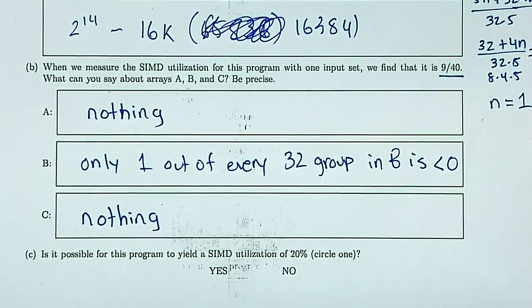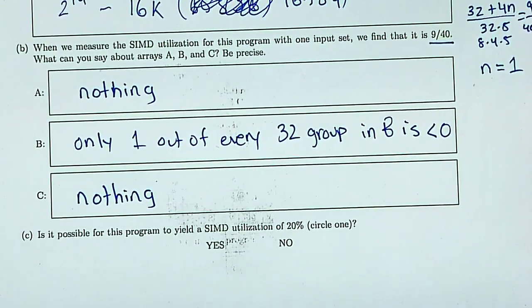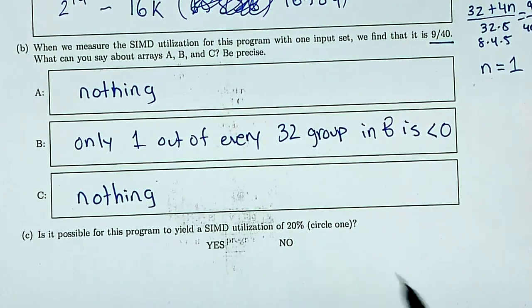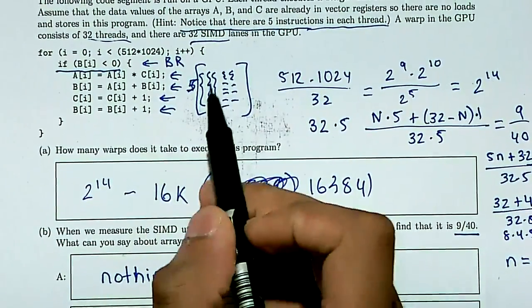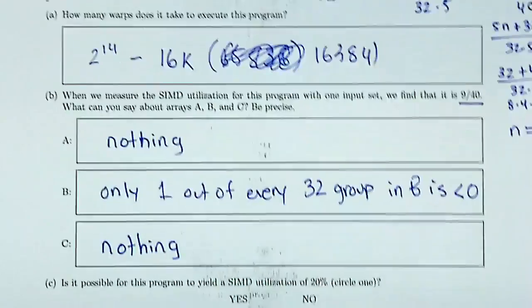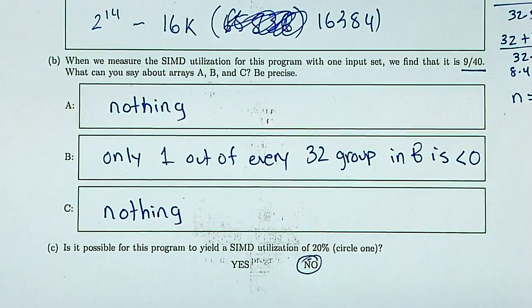So why would that be? Yeah, that's right. 20% is actually lower than the minimum possible SIMD utilization, right? Because, as we talked about, it's 100% if all of them execute the same type of code. And so this is already the worst possible case. So no, it is not possible to yield a SIMD utilization of 20%.